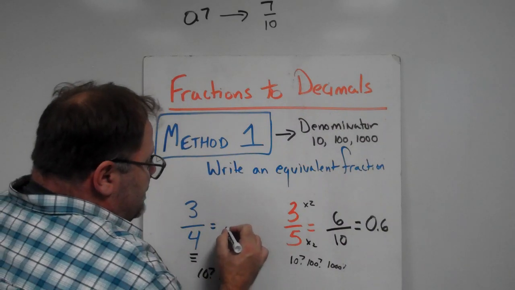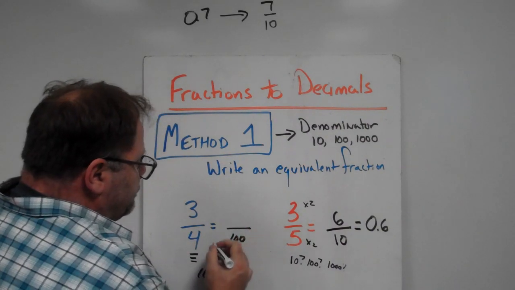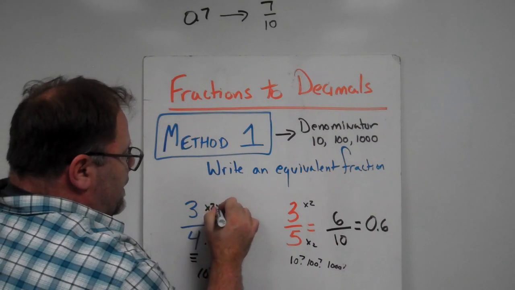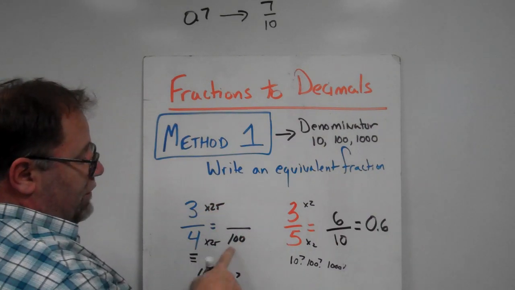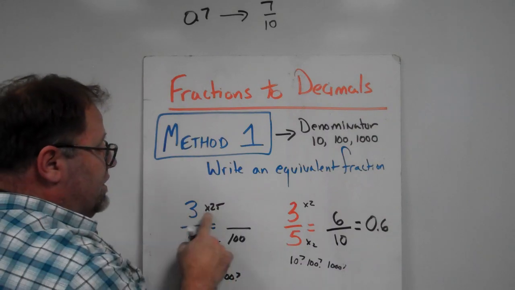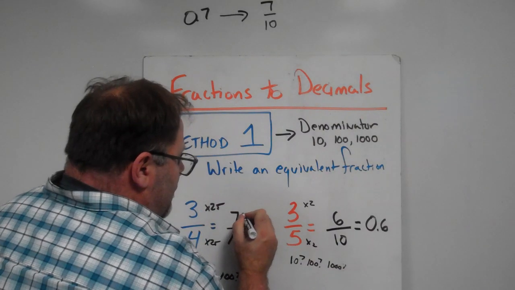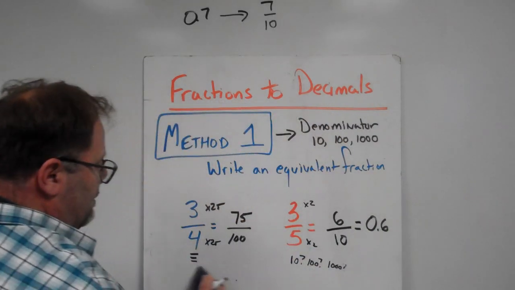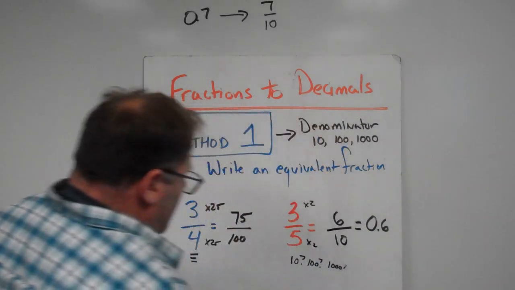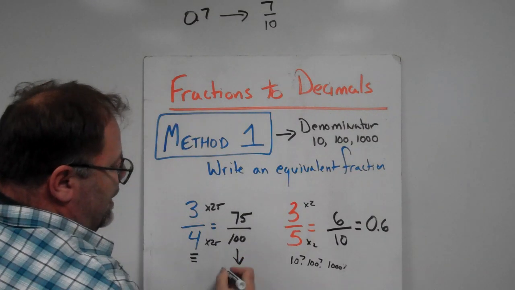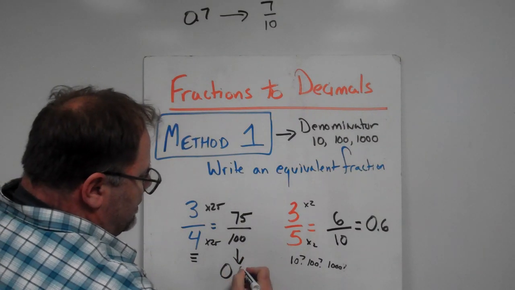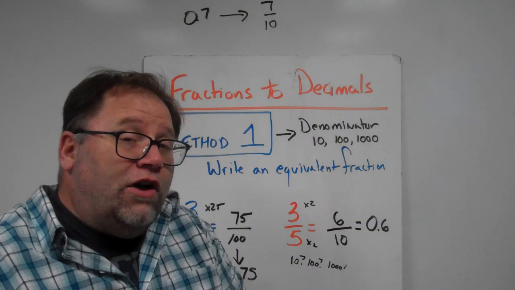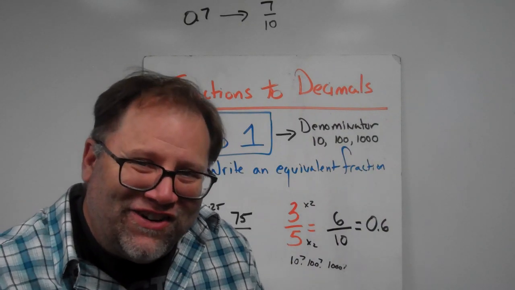So if this is going to be 100, I'm going to multiply this by 25, multiply this by 25. 4 times 25 is 100. 3 times 25 is 75, which means I've got 75 hundredths. So let me erase this. And that means I can write that as the decimal 0.75, or 75 hundredths.